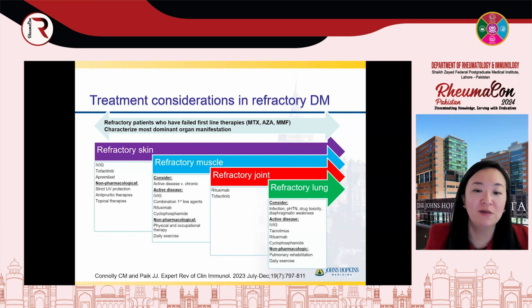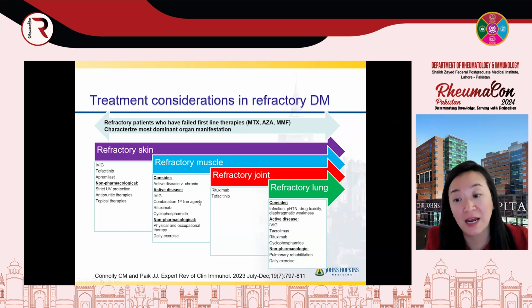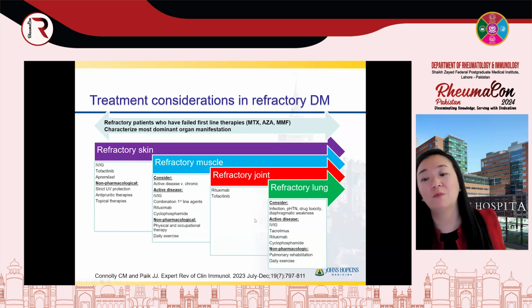And then refractory muscle, I still think the wealth of data is really supportive of IVIG with the ProDerm study, combination of the first-line agents, rituximab, cyclophosphamide. And I think tofacitinib, we still need to wait for a bigger phase 2-3 study. If you have someone who has mild skin and severe muscle, that would not be my first go-to agent, a JAK inhibitor at this time. Hopefully I could give you more data in the next couple of years.